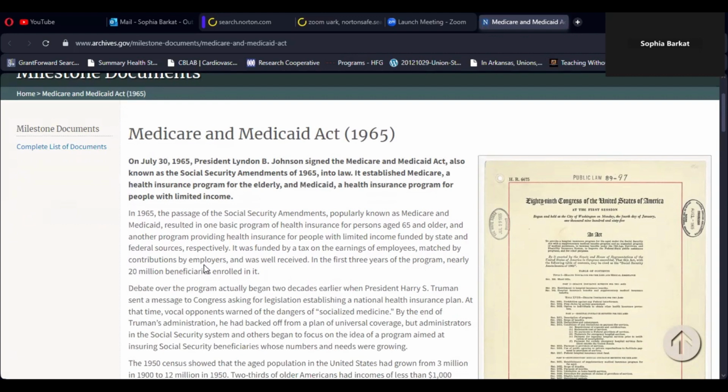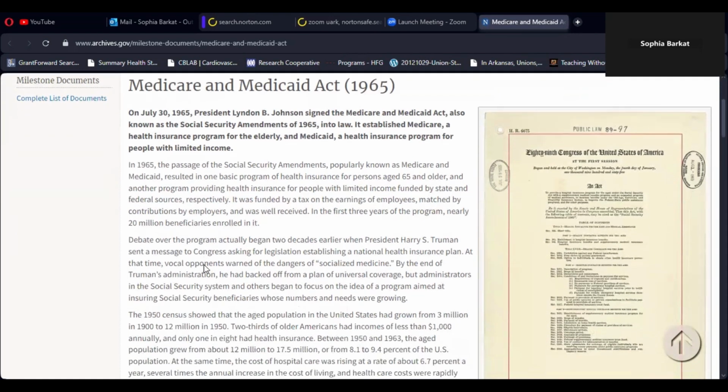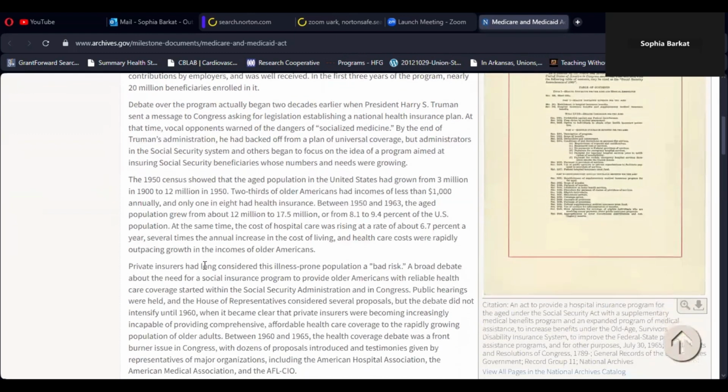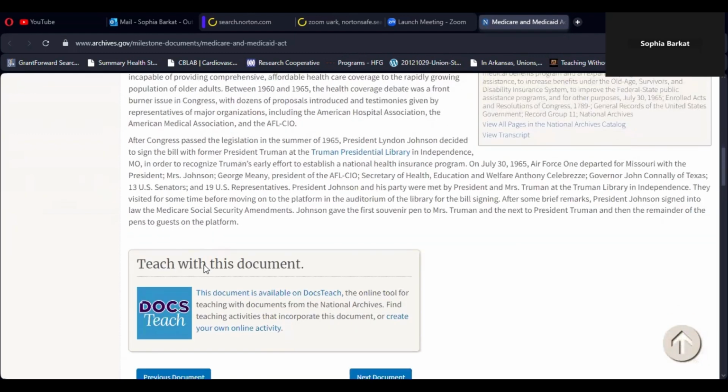On July 30th, 1965, President Lyndon B. Johnson signed the Medicare-Medicaid Act, also known as the Social Security Amendment of 1965. It established Medicare, a health insurance program for the elderly, and Medicaid, a health insurance program for people with limited income. So check this out when you have time. It's an interesting read.